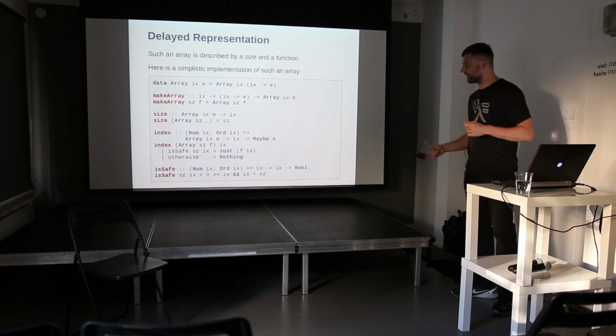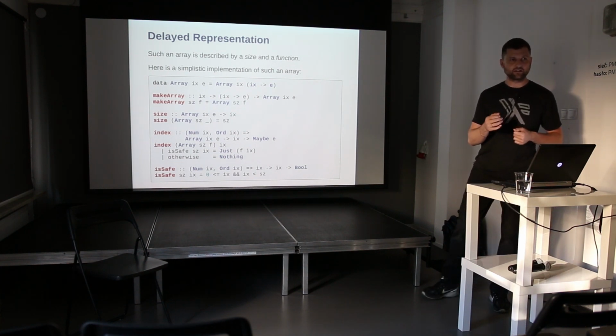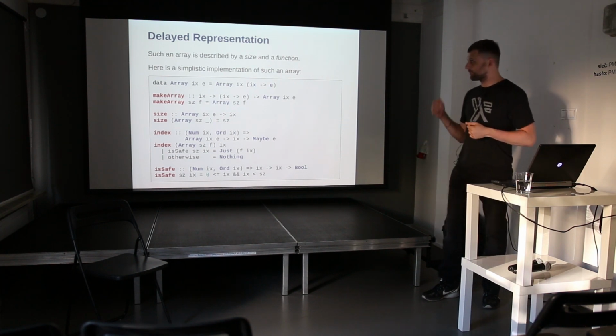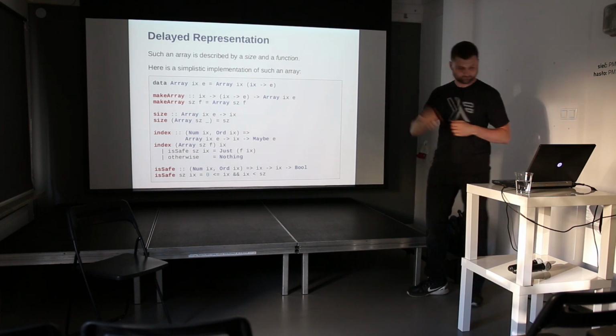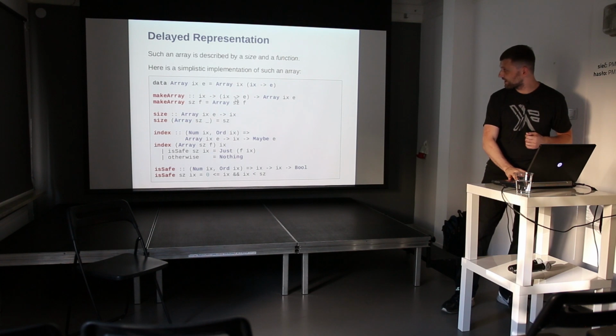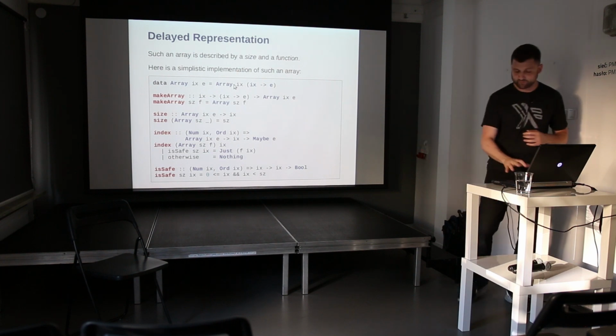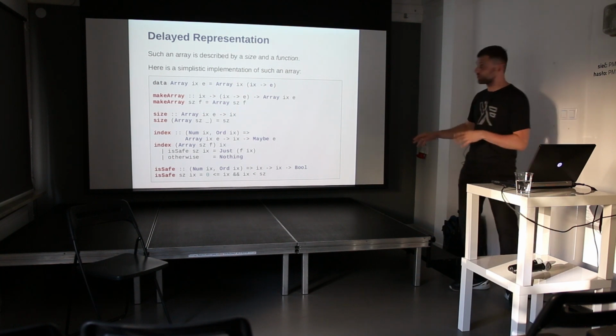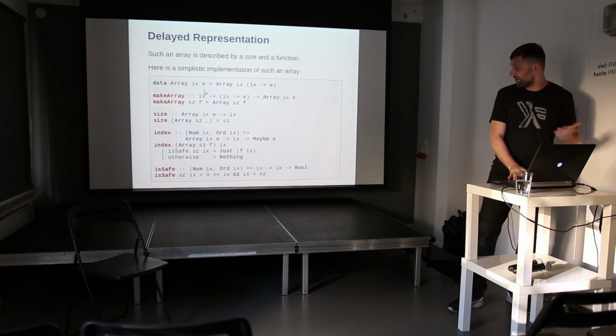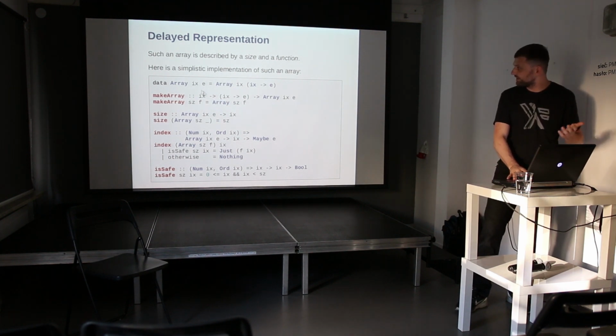So in a functional language, actually in any language where a function is a first-class citizen, we can represent an array like that. An array is something that has a size and a function that maps an index to an element. So we can wrap that information with a data type. By the way, this code is not part of the library. It's just an introduction of what a delayed array is. So here's how we can make an array. There you go. You can give it a size and a function, and it gives you back an array. We can pull out the size, great, and we can index that.